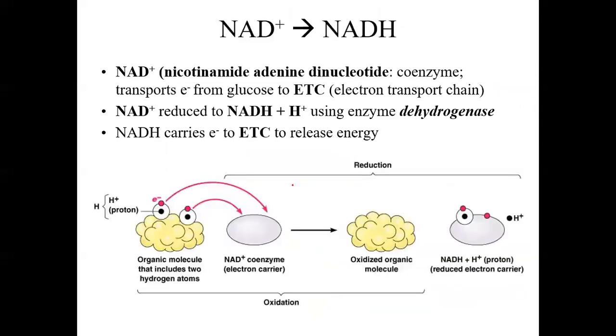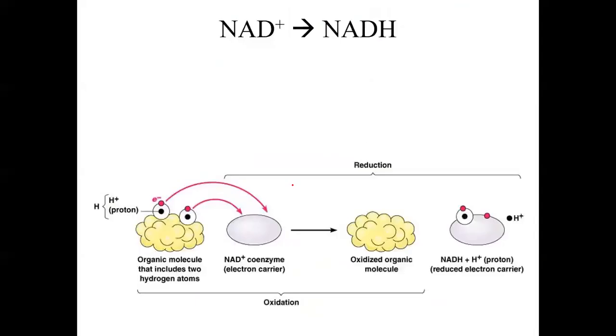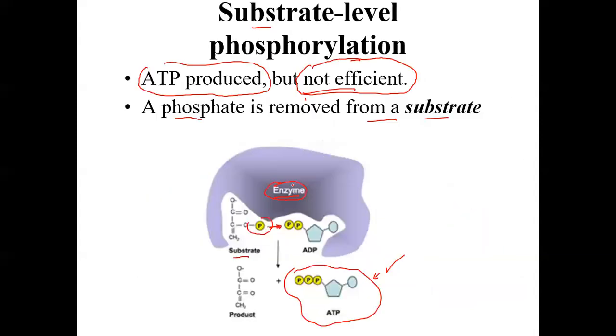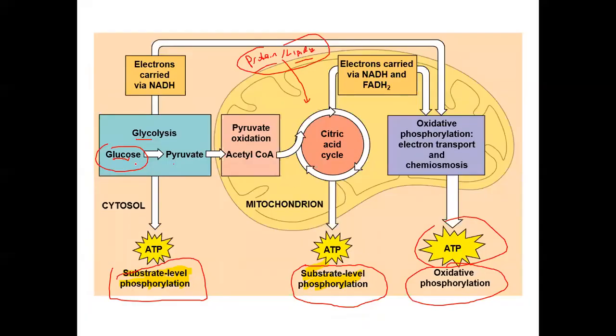With that, let's get into this. Just to remind you, with substrate level phosphorylation, you're going to be pulling off a phosphate. You do make ATP, but it's not the most efficient. Oxidative phosphorylation is by and large the best.